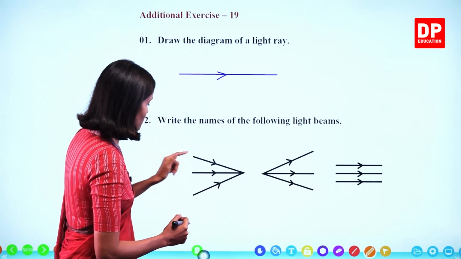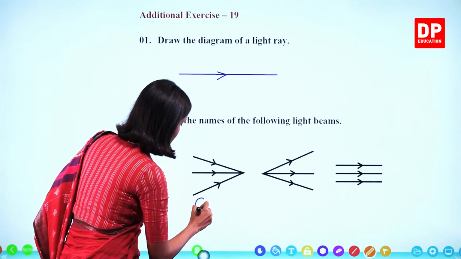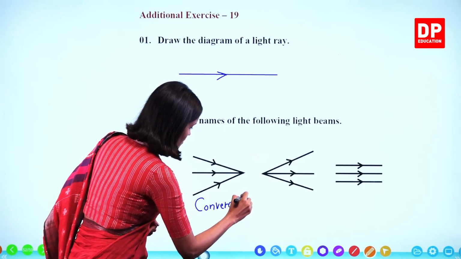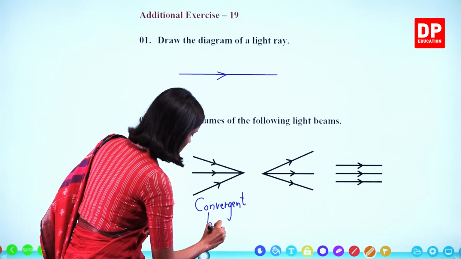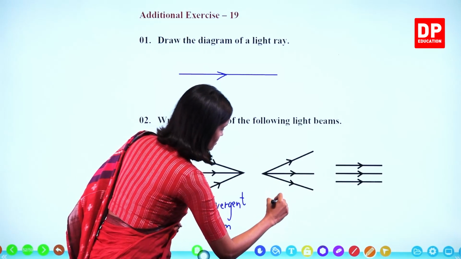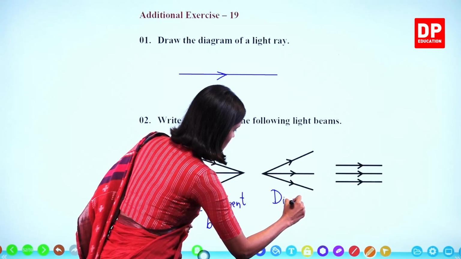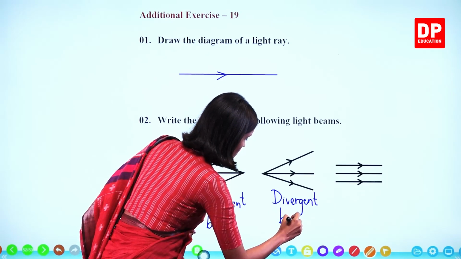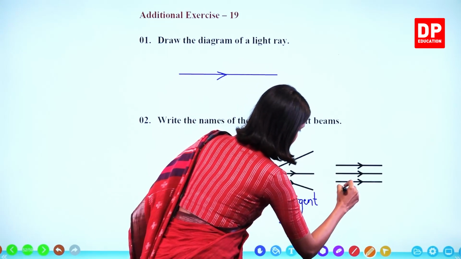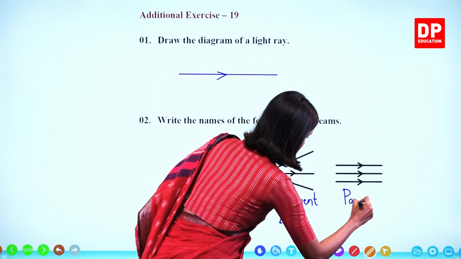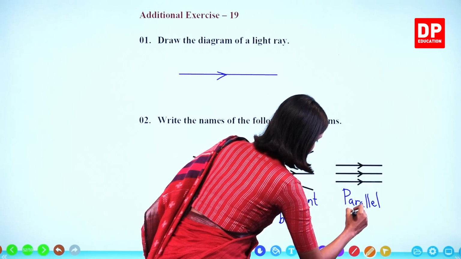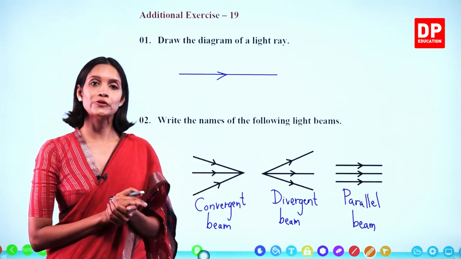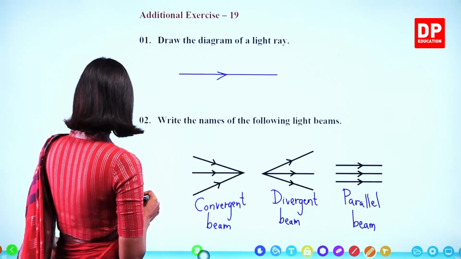We will write. This is a convergent beam, convergent beam, divergent beam, divergent beam, and this is a parallel beam. Parallel beam. Okay, we'll move to the next.